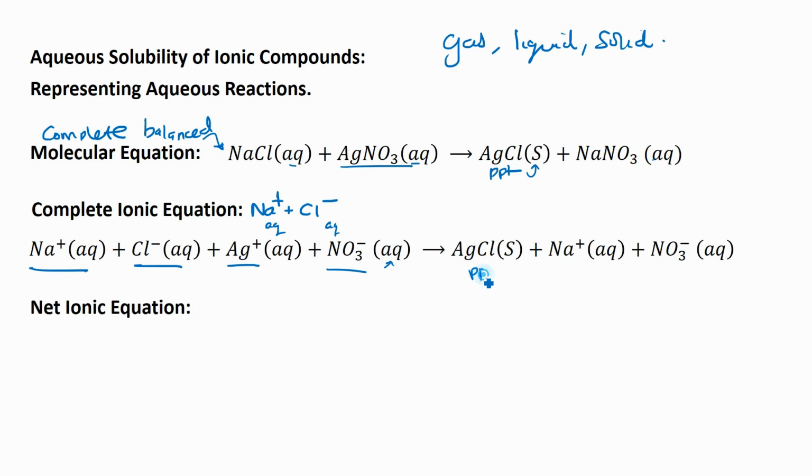Silver chloride is a precipitate. You don't break it. Remember, don't break up molecules that are in gas state, liquid or solid. And then all nitrates are soluble, so we still write Na+ aqueous and nitrate.